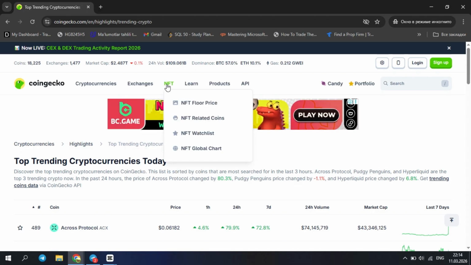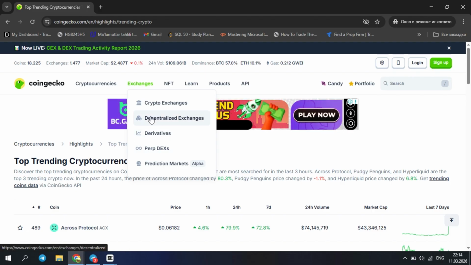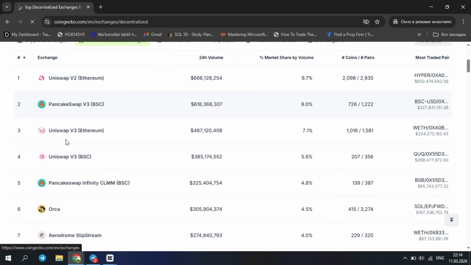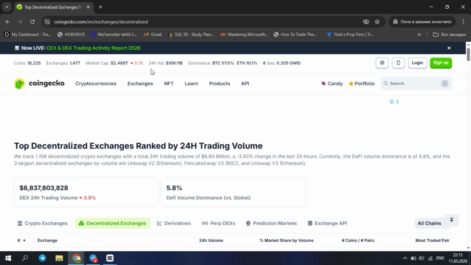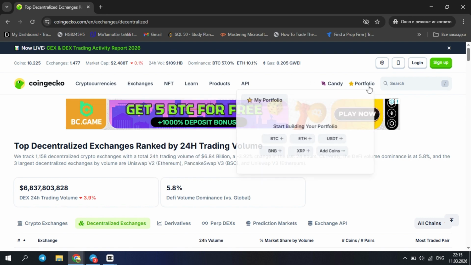CoinGecko also offers a portfolio tracking feature. With this tool, you can manually enter the cryptocurrencies you own and track their performance. The platform will then calculate your total portfolio value, profit and loss, asset allocation. This helps investors monitor their investments in one place.